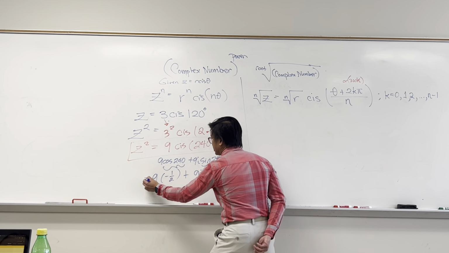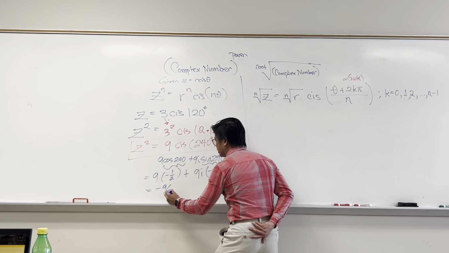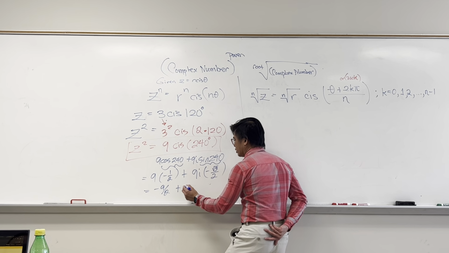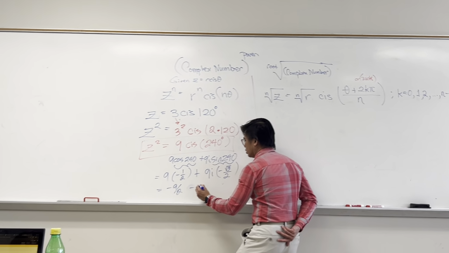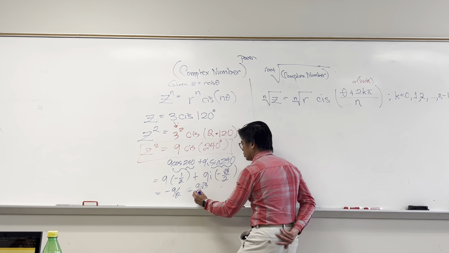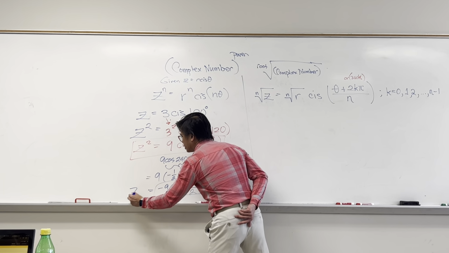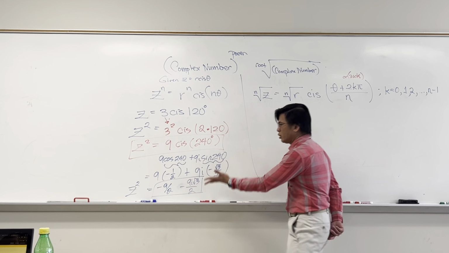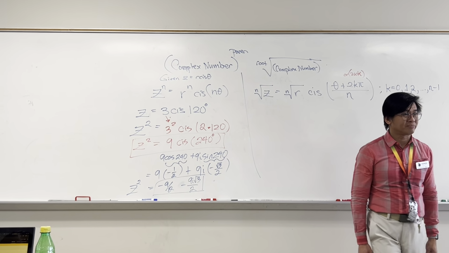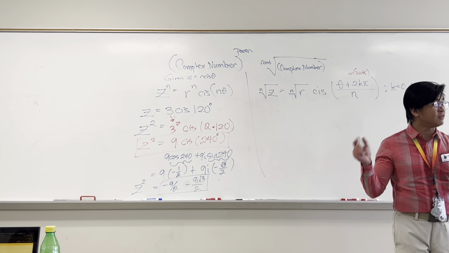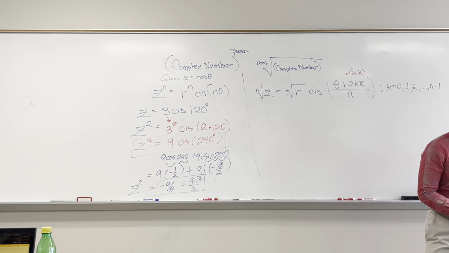So, again, this is not needed. But in case it's needed, then you write it in that form, right? That will be our z squared in a plus bi form. Again, only if needed. Questions?